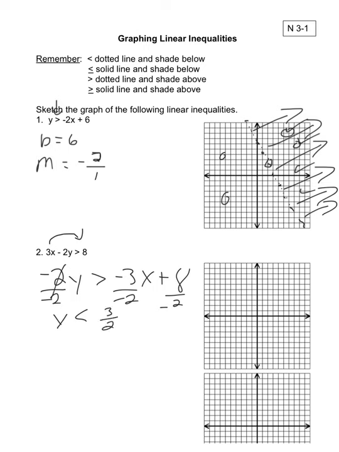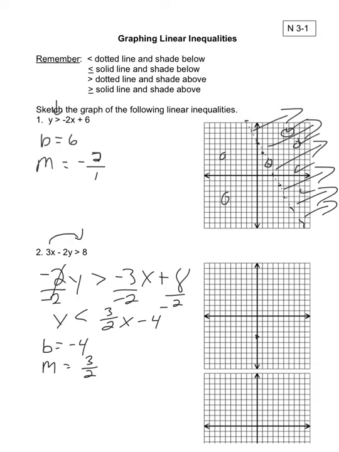3 over 2 is already reduced as much as it'll go. We do not want that to be a decimal because that is our rise over run. That is our slope. Then we have 8 divided by -2, which is -4. So our y-intercept is -4. Our slope is 3 over 2. So I go to -4 on my y-axis. 1, 2, 3, 4, put a point.